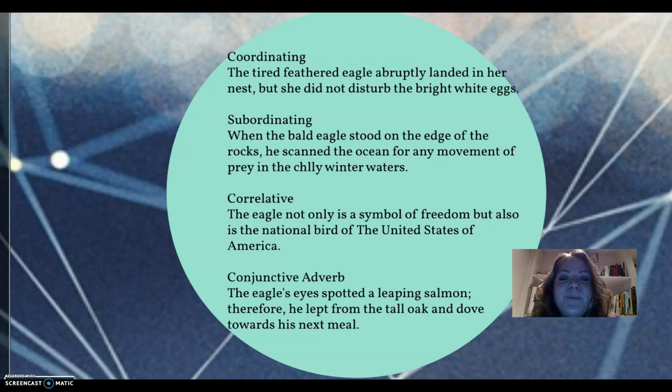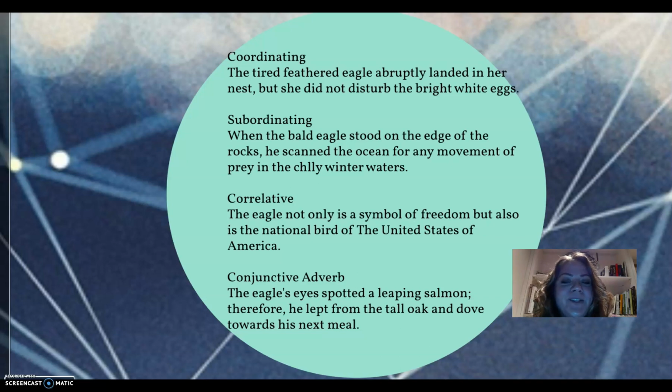Okay, the third example, correlative conjunctions. The eagle not only is a symbol of freedom, but also is the national bird of the United States of America. My conjunctions in this example are not only, but also. And if you take a look closely at this sentence, not only, but also is joining two predicates. So after not only, I have the word is, a symbol of freedom, and after but also, I have another predicate is, the national bird of the United States of America.